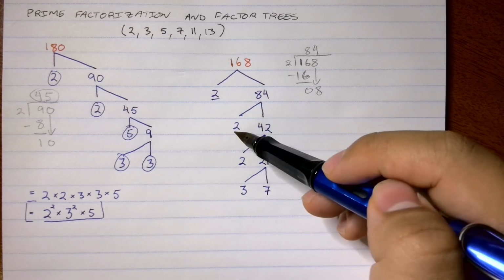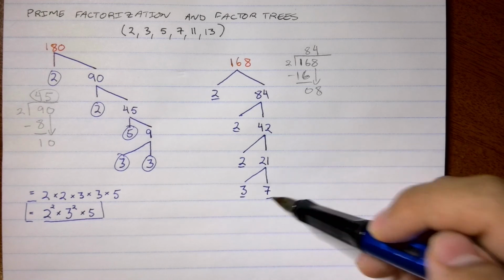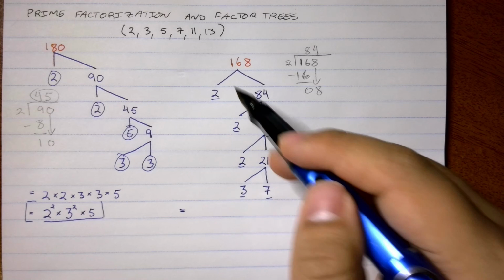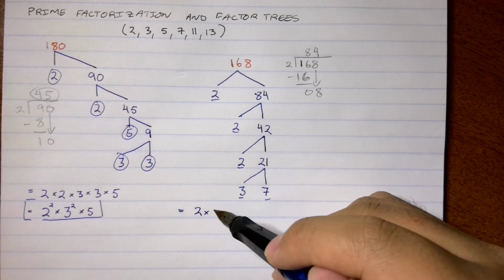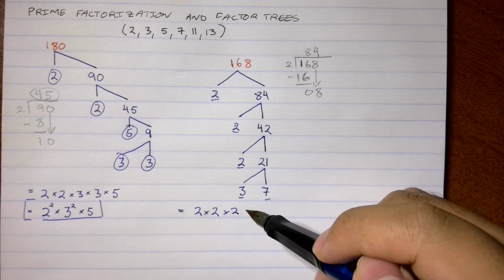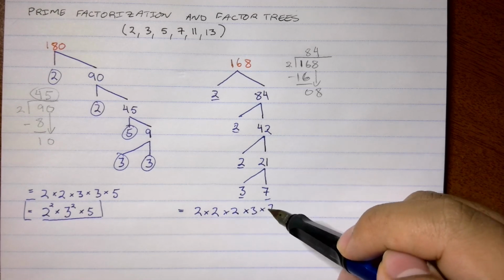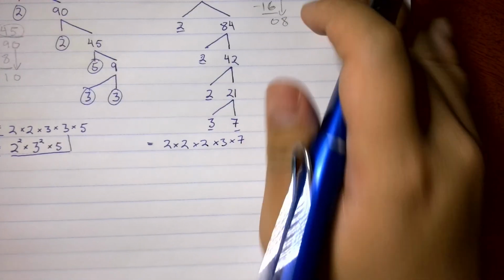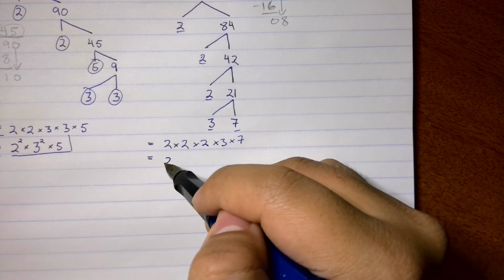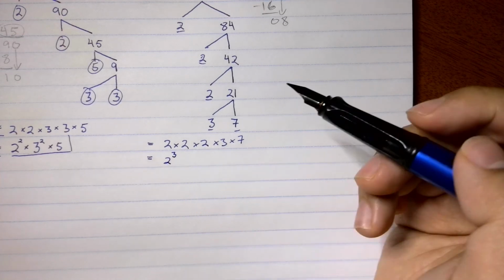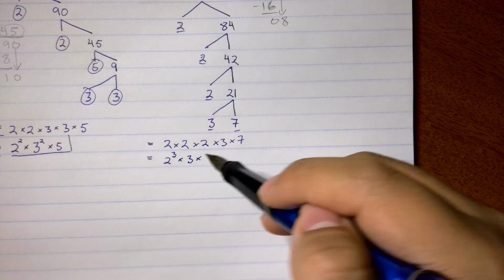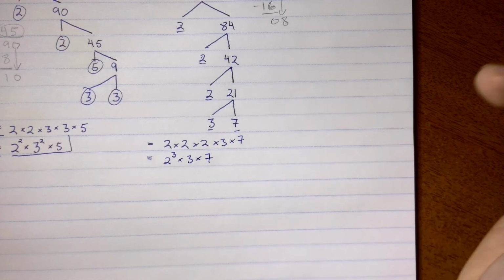Now let's underline or circle our prime factors, the ones at the very bottom. That will give us 2 times 2 times 2 times 3 times 7. That's 1, 2, 3 lots of 2, so 2 to the power of 3, times 3 by itself, times 7 by itself.